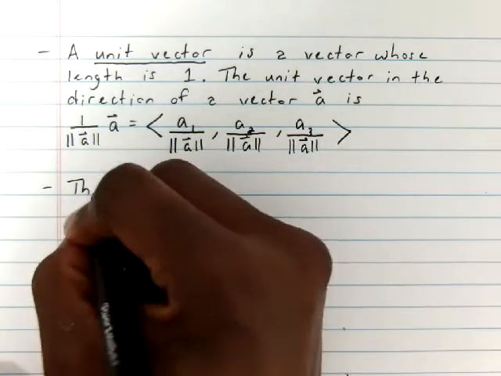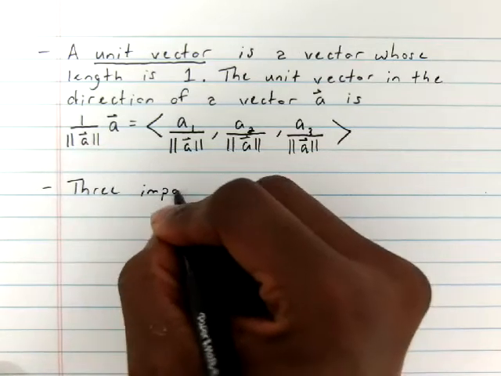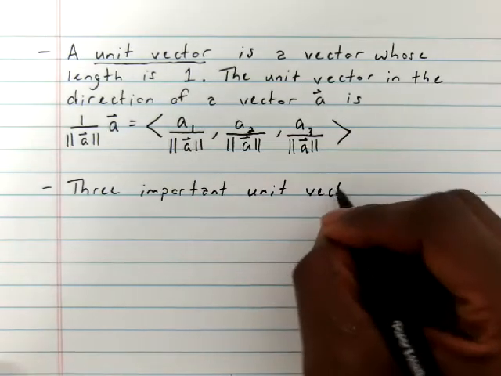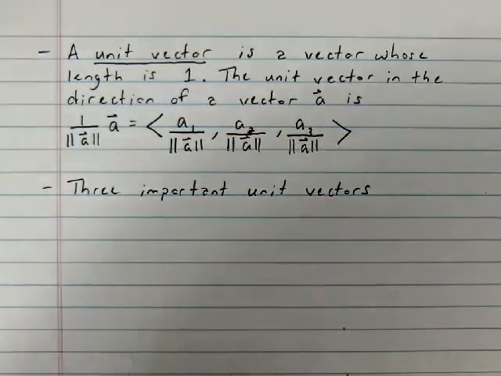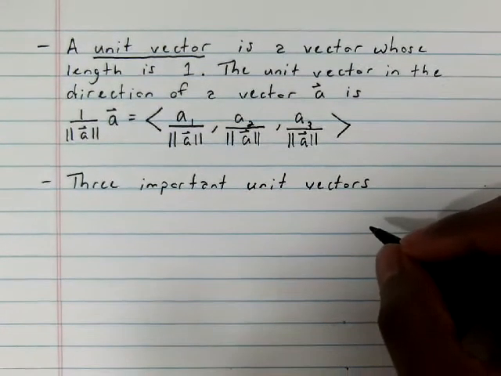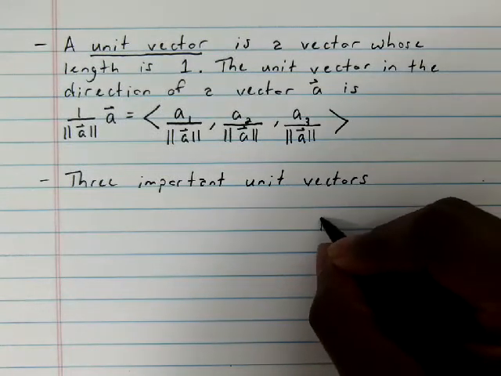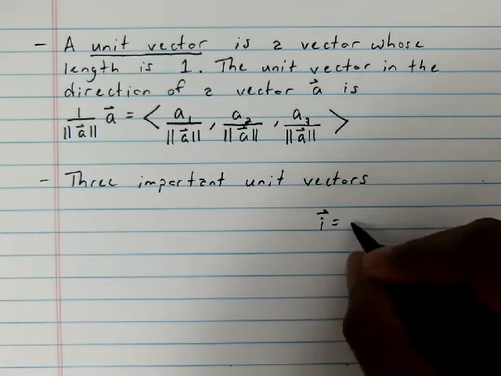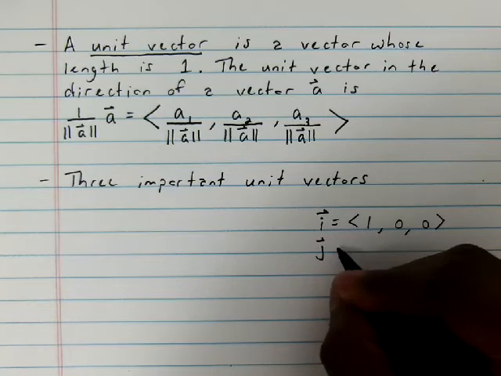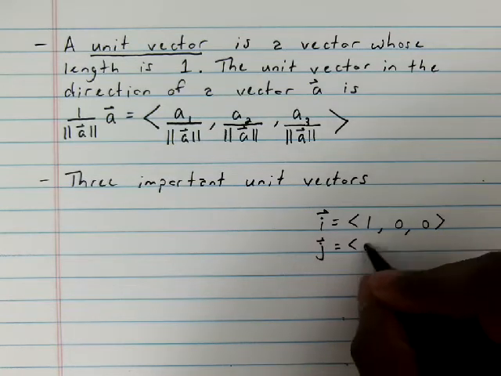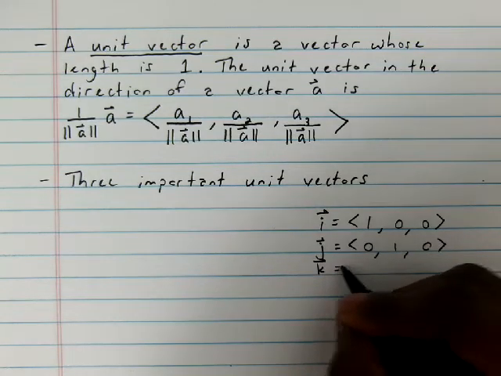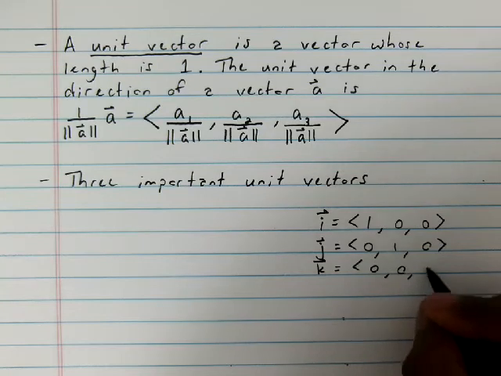So 3 important unit vectors. All right, I'll tell you what they are and then we'll sketch them. The vector i has components 1, 0, 0, the vector j has components 0, 1, 0, and the vector k has components 0, 0, 1.